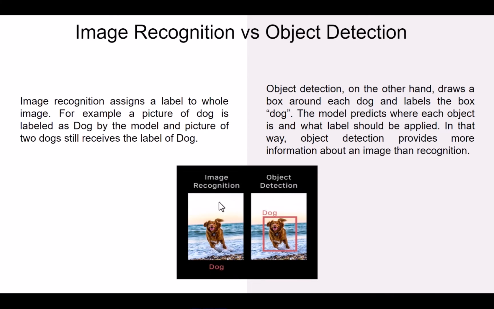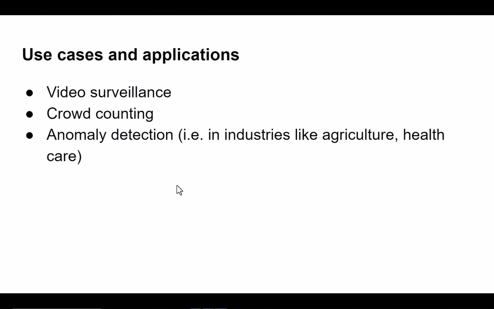Image recognition assigns a label to the whole image. On the other hand, an object detection model draws a box around each object and assigns a label to that box. There are a number of use cases and applications of object detection in the real world, and some of them are video surveillance, crowd counting, and anomaly detection.